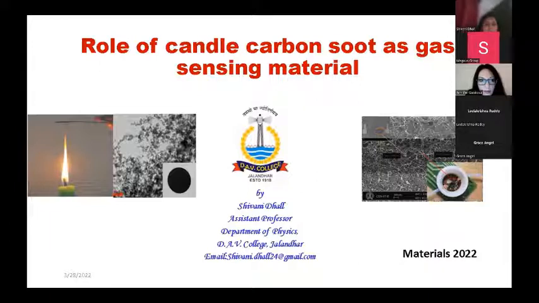Today I am going to discuss a very interesting material, candle carbon soot, which we can use as a sensing material. In this work, I am going to show how candle carbon soot can replace other carbon materials like graphene and CNT in the gas sensing area.